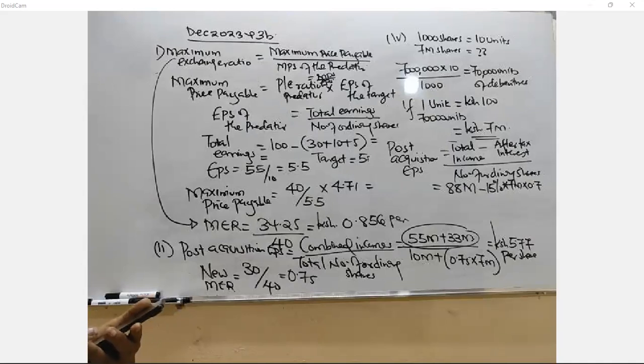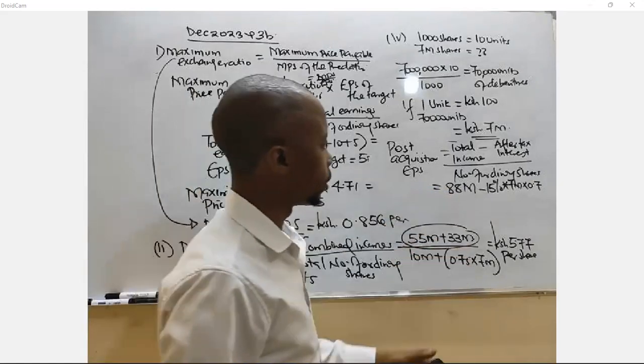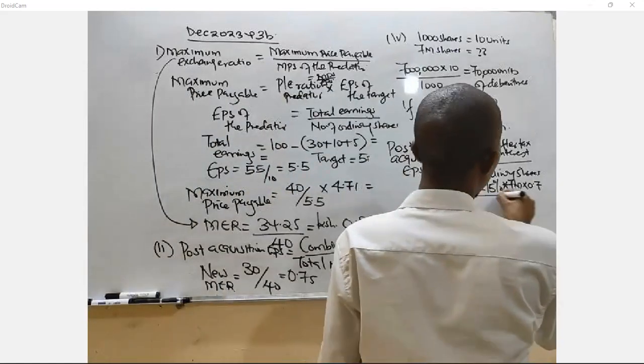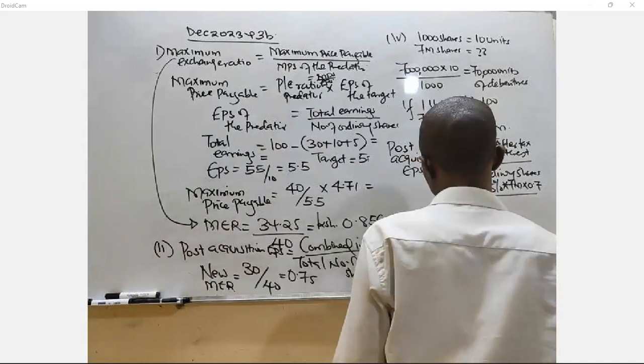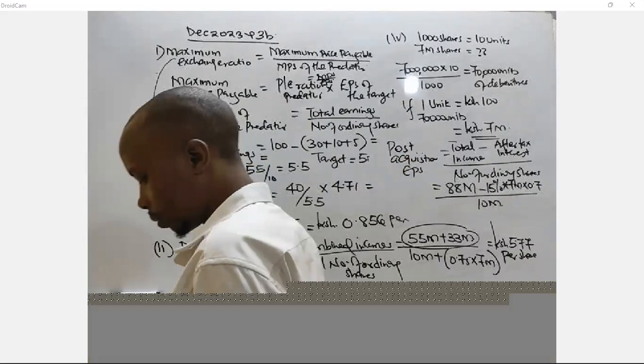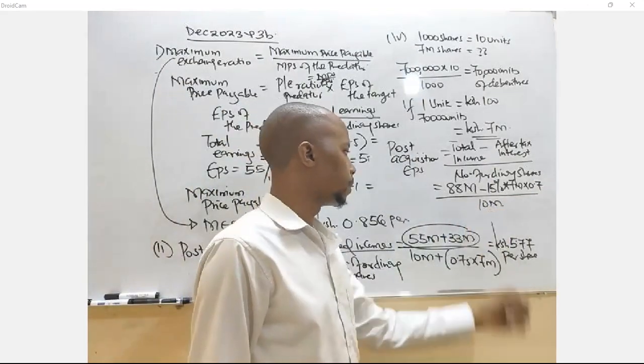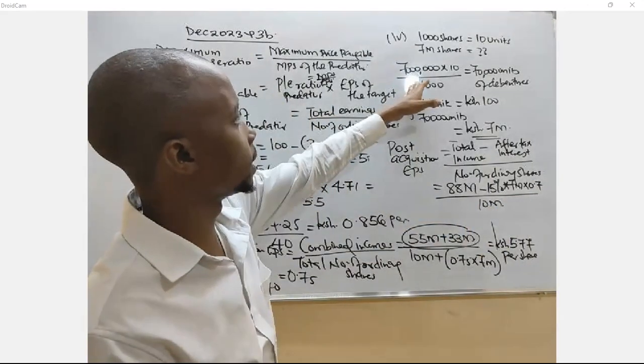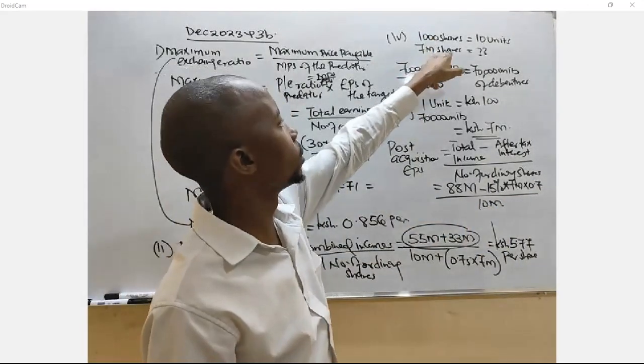After you finish doing so, we divide by the number of ordinary shares. In this case, the number of ordinary shares should be for the predator, so you divide by 10 million. Now, what is the post-acquisition earning per share? Why are we not putting the 10 million here? Because we have already converted them. We have already converted the whole shares.